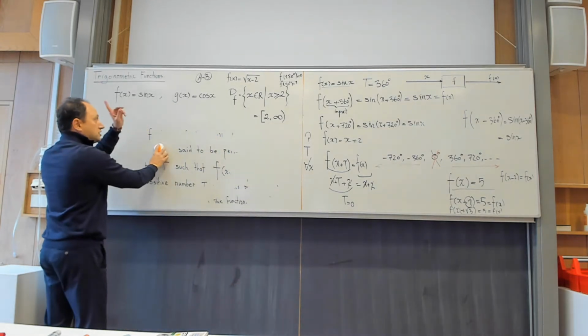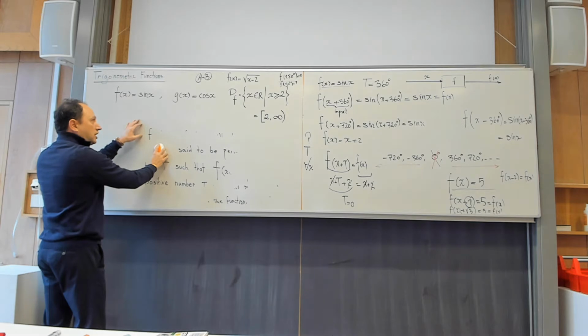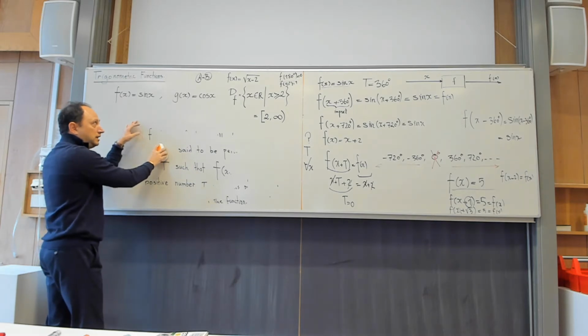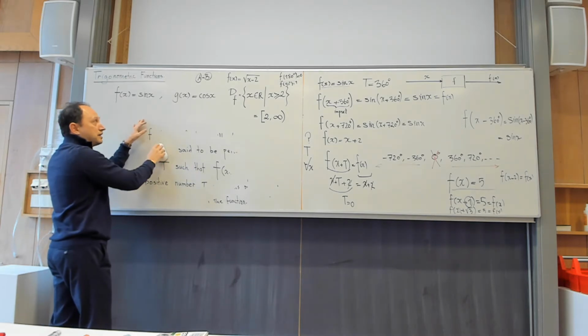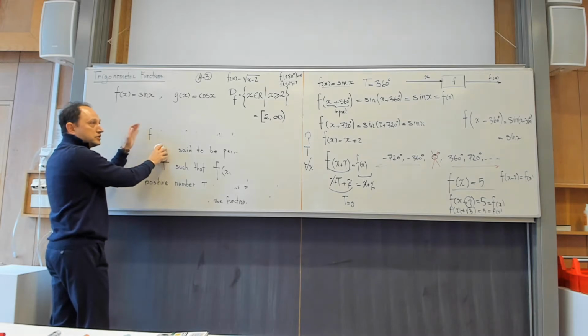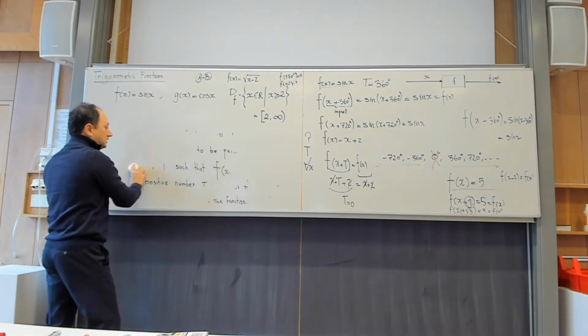First of all, tell me, do you think cosine is periodic? If it is, can you talk about the period, the smallest positive number with that property? I'm waiting for you.